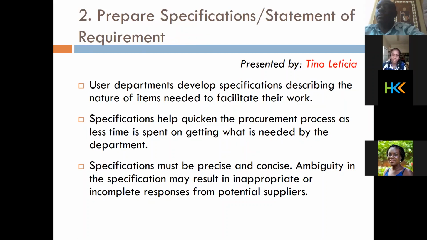User departments develop specifications describing the nature of items needed to facilitate their work. Specifications help quicken the procurement process as less time is spent on getting what is needed by the department. For instance, if the user department needs mobile phones for their communication, and they've clearly stated that they need Samsung phones of a model A12 with a 32 gigabyte storage, that will lessen time of looking for ambiguous phones on the market. Specifications must be precise and concise.